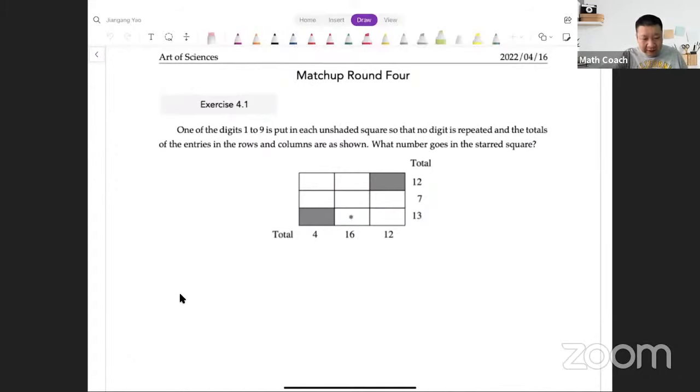One of the digits 1 to 9 is put in each unshaded square so that no digit is repeated and the totals of the entries in the rows and columns are as shown. What number goes in the starred square?